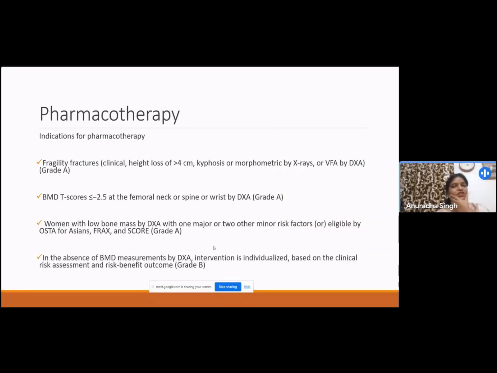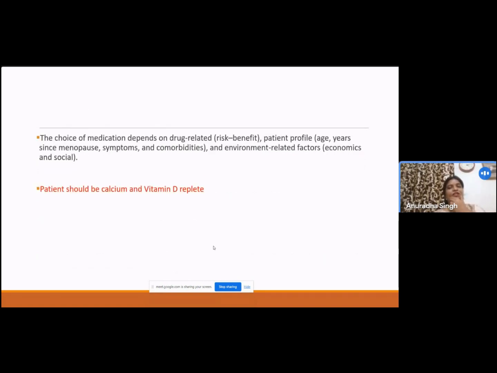Now, when we talk of pharmacotherapy for our patients of osteoporosis, it is the fragility factors, the low BMD scores, the low DEXA scores, and in the absence of BMD measurement, the intervention has to be individualized based on the risk assessment. The choice of medication depends on the patient profile. And the important thing which I need to emphasize again is that before you embark upon the pharmacotherapy, your patient should be absolutely calcium and vitamin D replete.